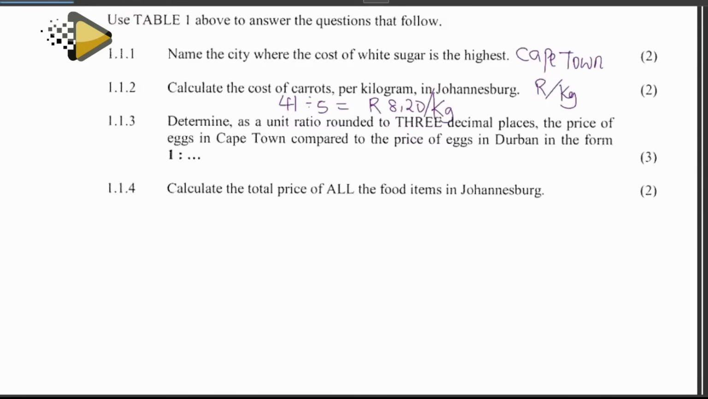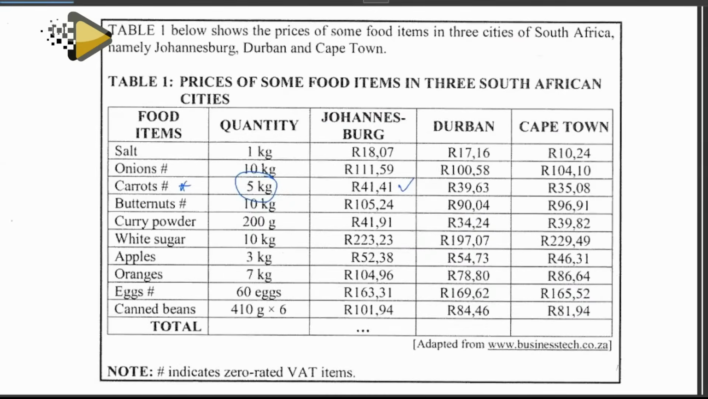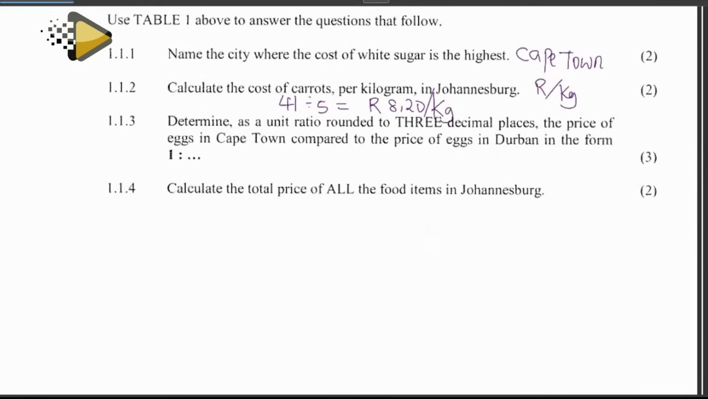Okay. Determine a unit ratio rounded to 3 decimal places: the price of eggs in Cape Town to the price of eggs in Durban. Take note of that. Number 1, we shall mark the order. Number 2, the simplification. So let's go to the table and you see eggs. Eggs are here, in Durban and Cape Town. Remember they said the order matters. Start with the price in Cape Town.